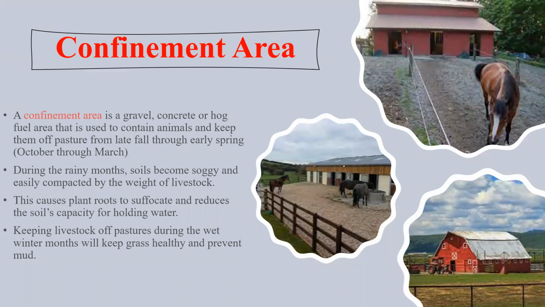A confinement area. A confinement area is a gravel, concrete, or hog fuel area that is used to contain animals and keep them off pasture from late fall through early spring. An example would be October through March. During the rainy months, soils become soggy and easily compacted by the weight of livestock. This causes plant roots to suffocate and reduces the soil's capacity for holding water. Keeping livestock off pastures during the wet winter months will keep grass healthy and prevent mud.